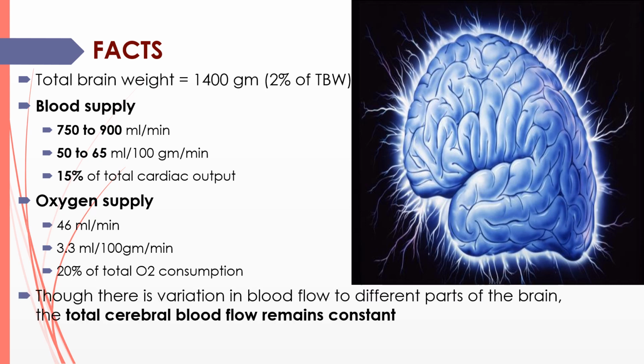Though there is a variation in blood flow to different parts of the brain, the total cerebral blood flow remains constant. Even the slightest change can bring major damage to the brain. So it maintains the cerebral blood flow constantly.